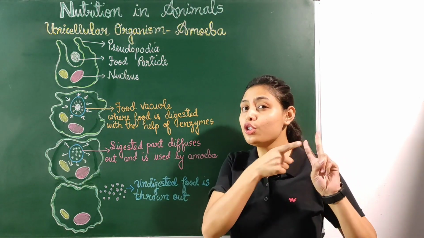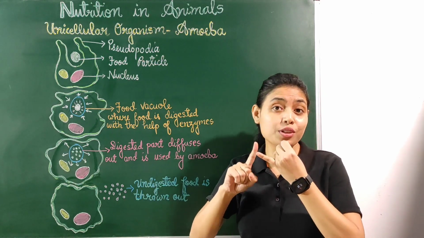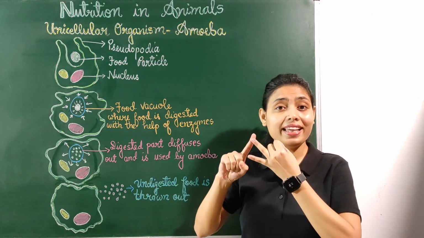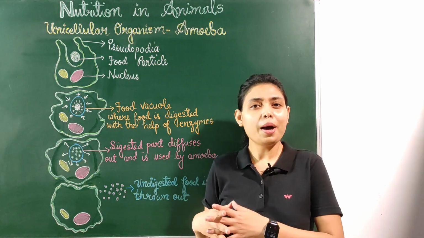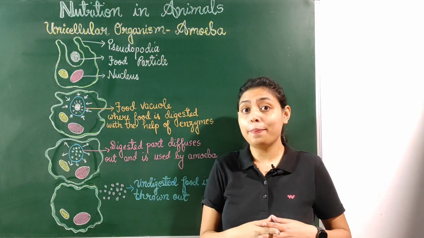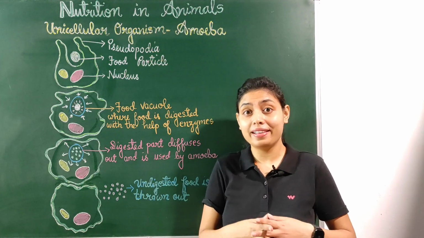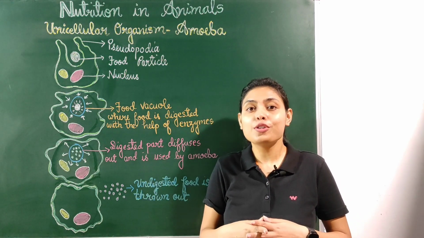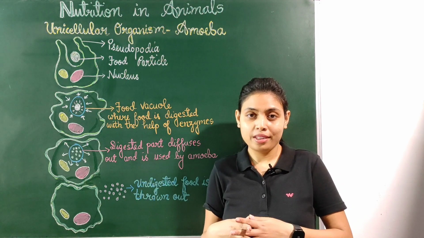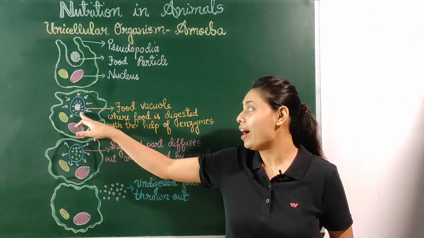Pseudopodia plays two major roles in amoeba. First, it helps in the movement of the body. Second, it helps to capture the food. Amoeba feeds on tiny plants and animals present in the pond water where it lives. Amoeba uses its pseudopodia to capture the food, and the food captured is digested in food vacuole.